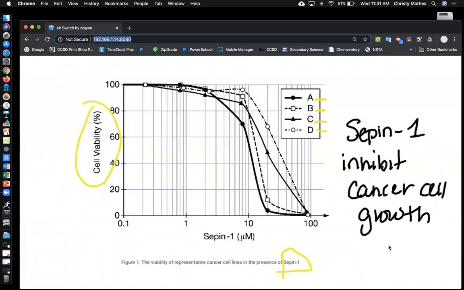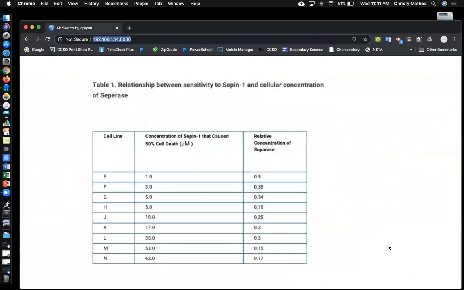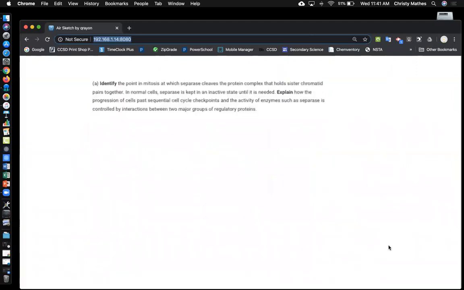So the point of this then is to see what concentrations of SEPN1 we can put in the presence of cancer cells to stop the cancer from going further. Besides the graph, we also have the data table so that you get numbers and you can see different cell lines there. That brings us to part A. So going back to what we remember, part A is going to represent our describe and explain a biological concept. So let's see how that plays out with our question.